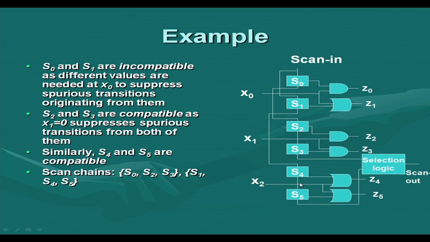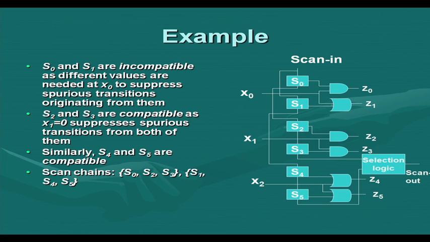Similarly, S4 and S5 are compatible. So, the scan chain that we make, I should make it with the compatible set. S0, S2 and S3 can be made into one cell chain, and S1, S4 and S5 can be made into another chain. So, we divide it in such a fashion that by setting a single mask, I can suppress all the transitions that are occurring from that chain.